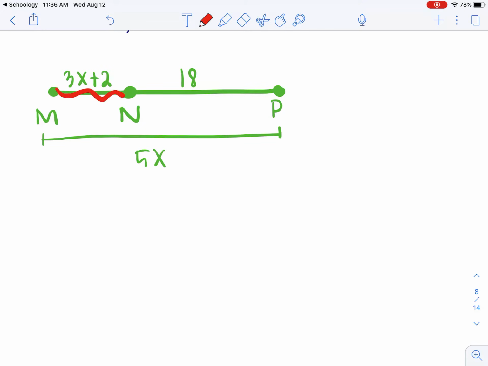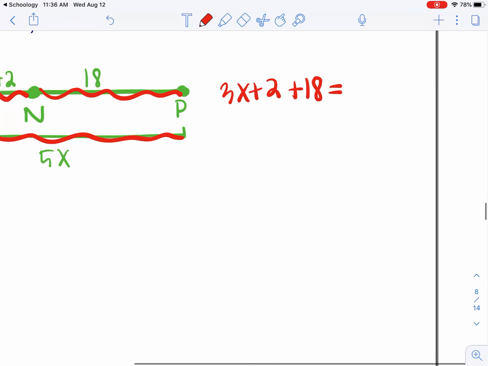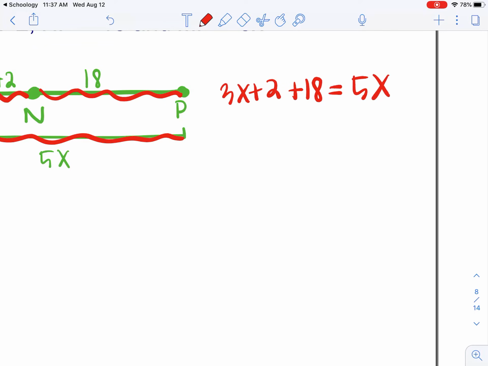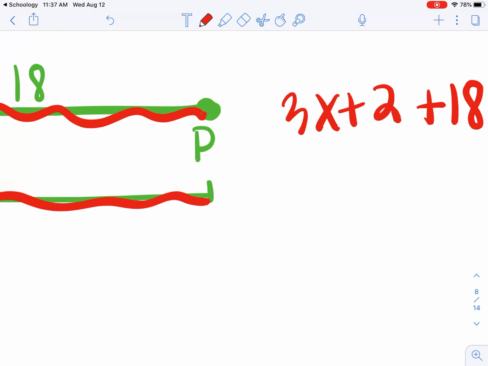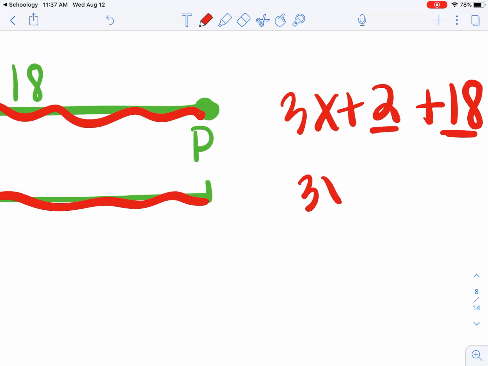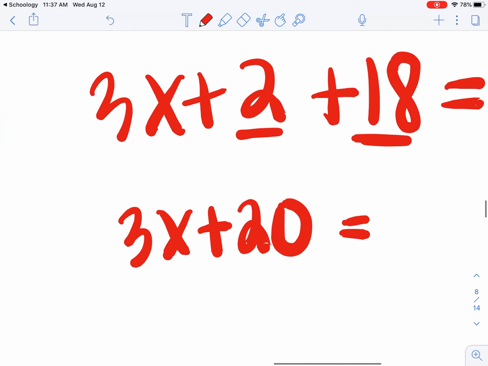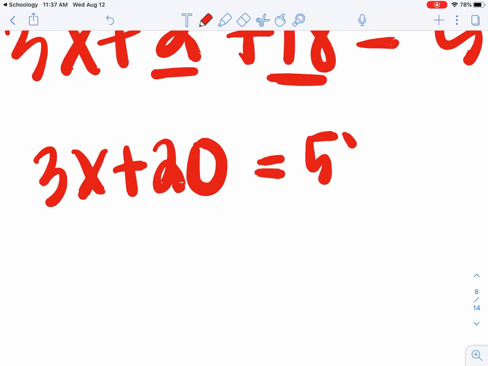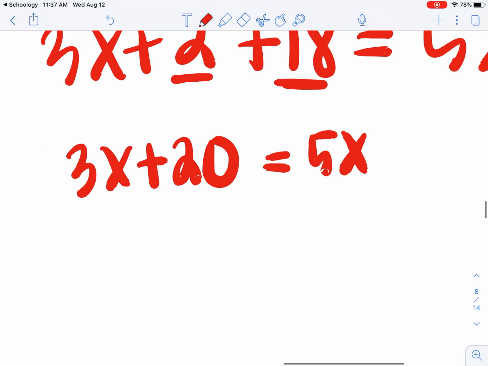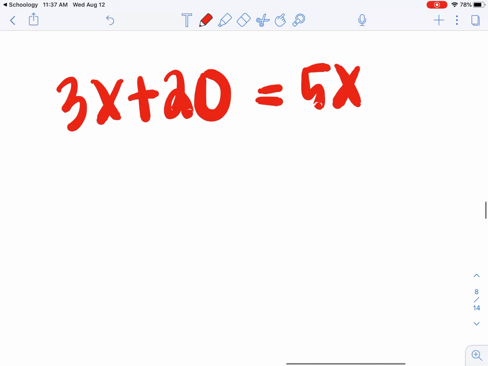So it's this piece, MN, 3x plus 2, plus this piece, 18, is equal to the whole thing, 5x. All right, look at the left-hand side of the equation. Are there any like terms? 2 and 18. 3x plus 20 is equal to, if you look at the right-hand side, are there any like terms? No, 5x. All right, now I have to solve for x, and there's x's on both sides.